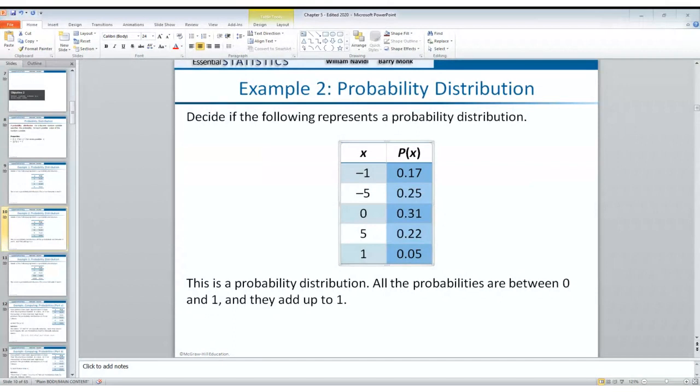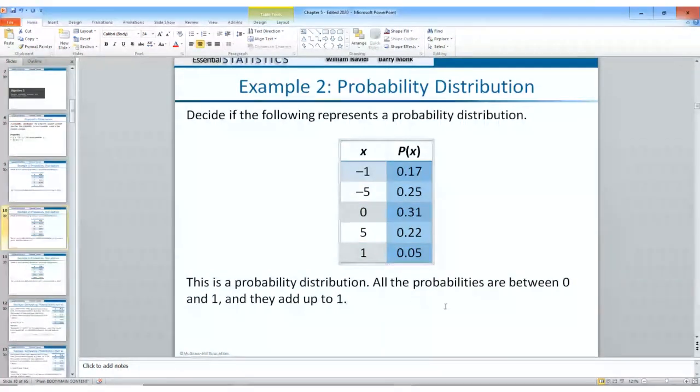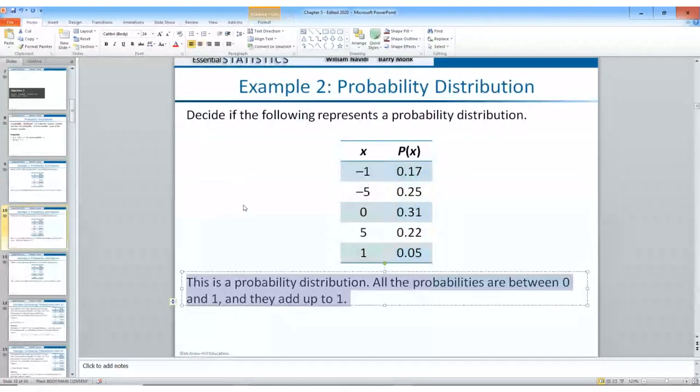So 0.25 and 0.17 is 0.42, plus 0.31 is 0.73, plus 0.22 and then plus 0.05. So all of these add up to 1, okay? So this is a fine probability distribution.